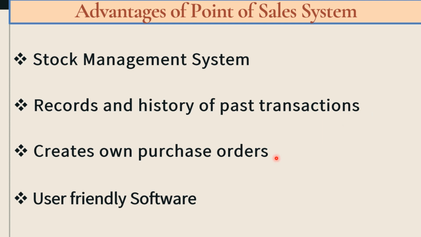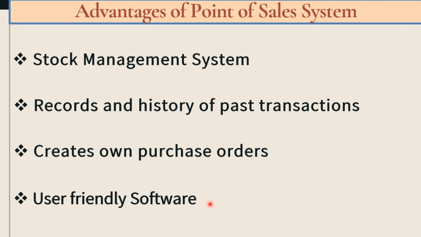It creates its own purchase orders means when the stock of a particular commodity comes to an end, then automatically that system will place the order for new purchases. Means automatically that system generates the order for that commodity whose stock comes to an end. So this is the third advantage. Next advantage is user-friendly software.